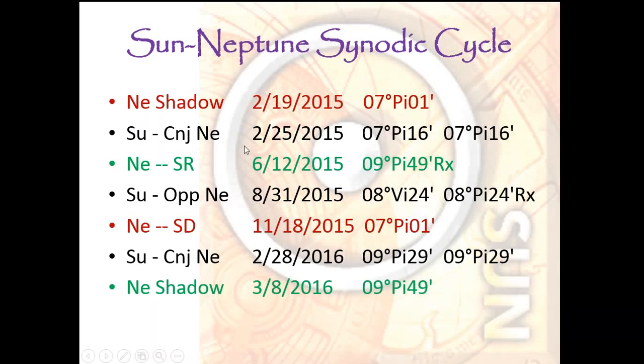The conjunction of Sun to Neptune, February 25th, 7:16 Pisces. Here's the Neptune retrograde, which we just had last week, June 12th, 9:49 Pisces. Highlight of the retrograde cycle, the Sun's opposition to Neptune retrograde, August 31st, 8.5 Pisces. Neptune direct, November 18th, 7 Pisces again. And the next Sun-Neptune conjunctions, that is like the new moon phase. This is like a full moon phase when you look at the conjunctions to the oppositions of Sun to outer planets.